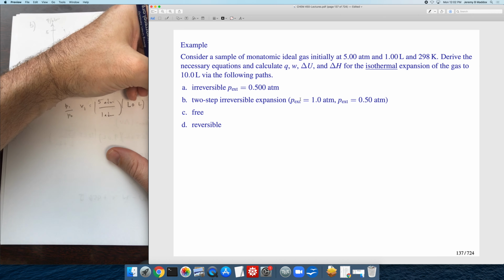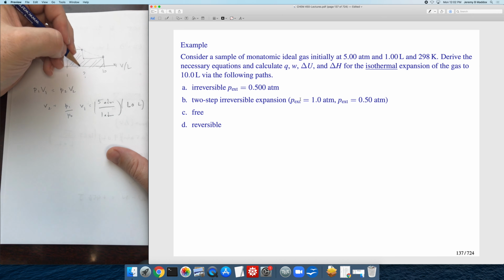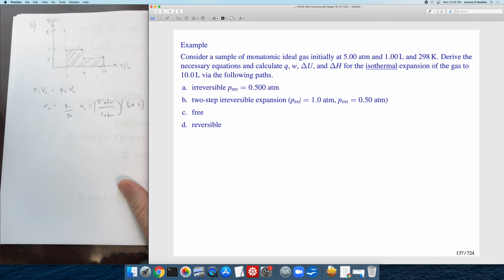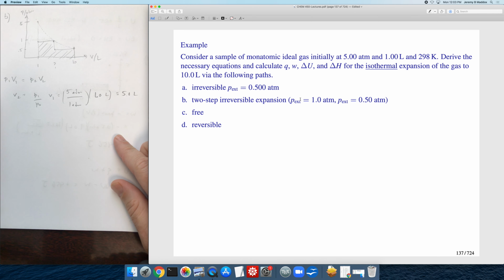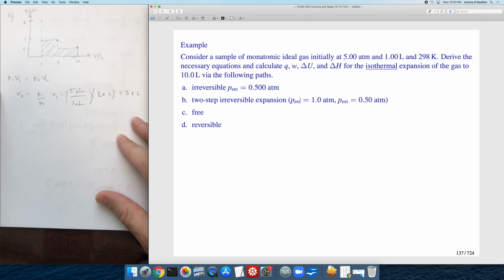So it's 5 liters in this case. So now we know the second volume, and that allows us to do the calculations of work. So we can calculate the work for this rectangle here, and then we can calculate the work for that rectangle. So work is going to be a sum of the two.